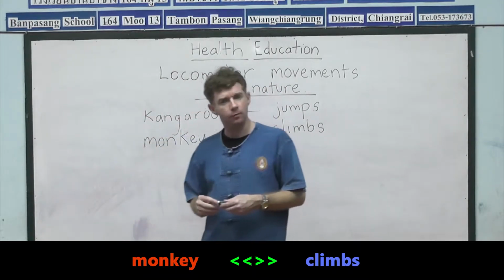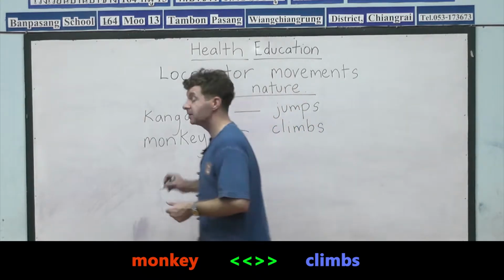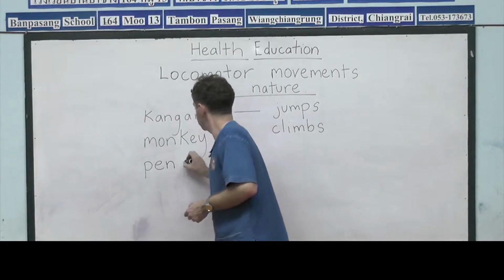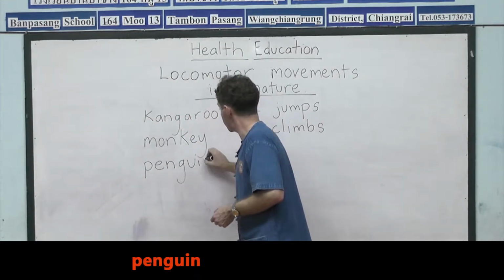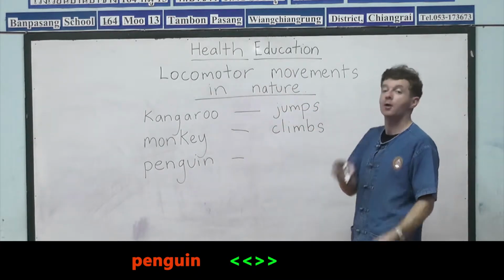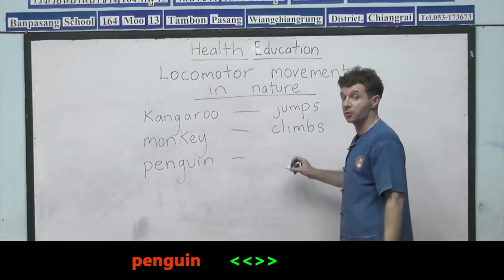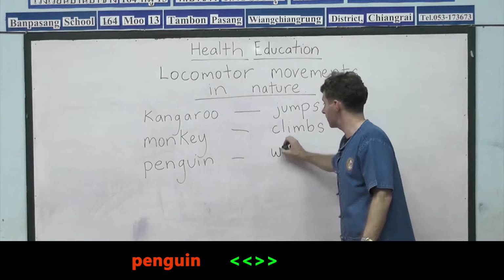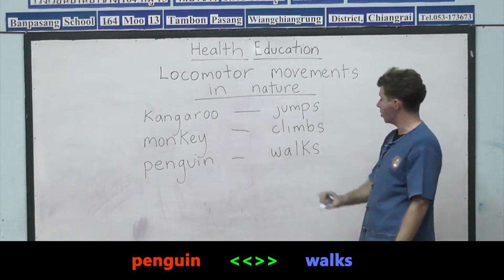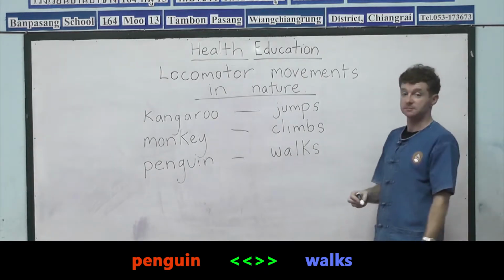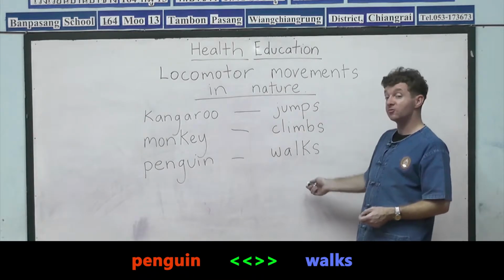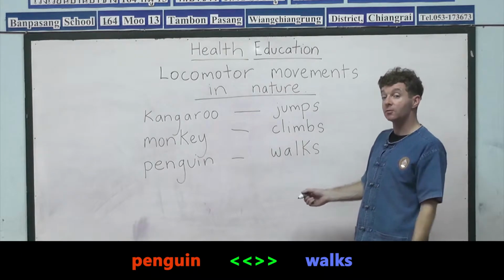Okay, more movements, more animals. Penguin, what will a penguin do? Penguin walks, okay. Penguin, how do we spell? P-E-N-G-U-I-N. Penguin. Swims. Okay, we'll do penguin walks and then we'll think of another animal that swims. How do we spell walks? W-A-L-K-S. I'll use the term with the S because lots of penguins.